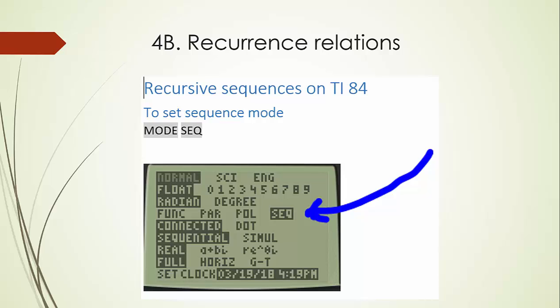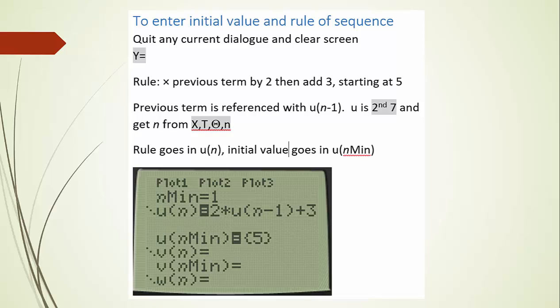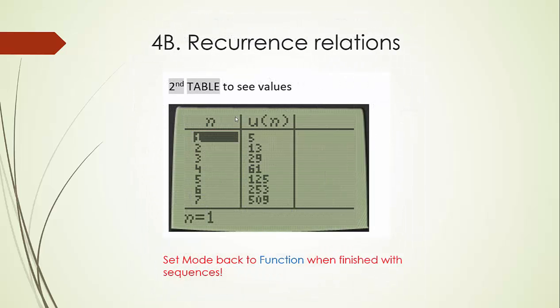These are the screenshots if you've got an old TI-84. Still set mode and then SEQ like that, but it's a bit of a different screen. And otherwise it's pretty much the same. So the rule goes into u(n) and the initial value goes into u(nMin), minimum value for n, I suppose that means. And second function table to see the values.